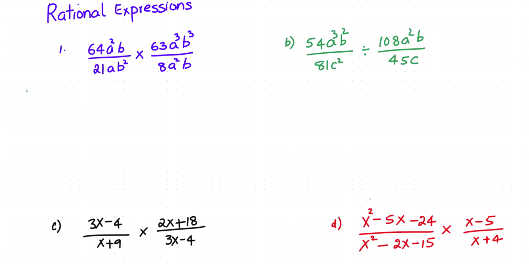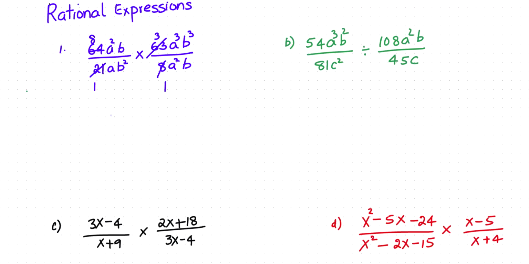In this video, we'll solve these rational expressions. 64a squared b upon 21ab squared times 63a cubed b cubed upon 8a squared b. So first we'll cancel 21 and 63. 21 once, and 3 times it will go. 8 once 8, and 8 8s are 64. So now we have 8 times 3, 24.